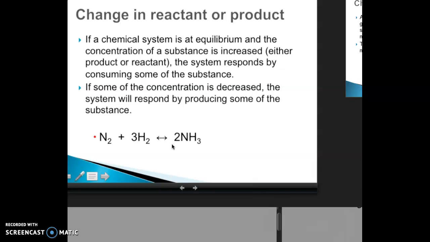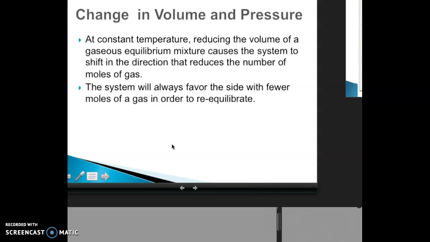What's going to happen if I increase the pressure? If I increase the pressure, then I am forcing those molecules to have more interaction with each other. I'm going to be putting them into a smaller container, right? So increasing the pressure would have the same effect as decreasing the volume. And that's always going to favor the side that has fewer moles of gas. So at either one of those conditions, if I reduce the volume or if I increase the pressure, it's going to favor the side with fewer moles of gas to reach equilibrium.